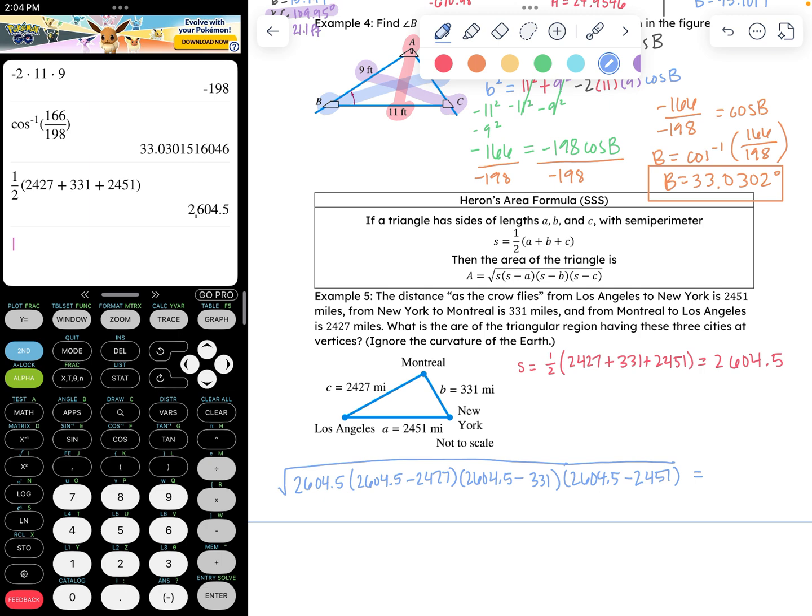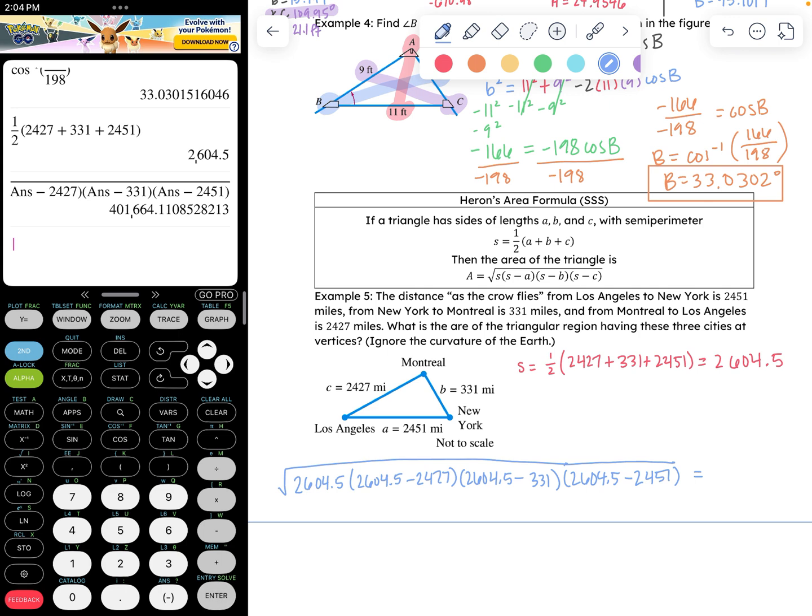And then I'm just going to plug that into my calculator. So square root, and I'm just going to do second answer. The second answer minus 2427. Second answer minus 331. Second answer minus 2451. Okay, that gets me kind of a big number here. 401,664.1109. And this is an area, so miles squared.